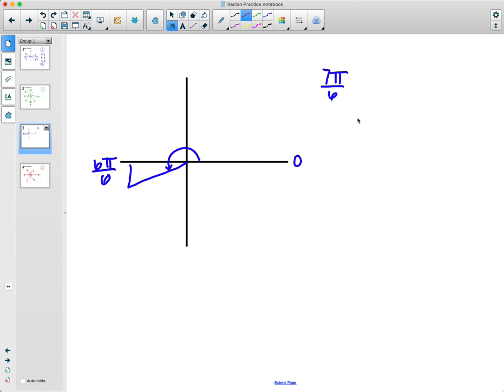Okay, or if I needed to draw 5 pi over 3. Okay, so then I would be thinking of this as 0. Okay, this as 3 pi over 3. And then this right here as 6 pi over 3. Because remember, 6 divided by 3 is 2. So 5 pi over 3 would be 1 pi over 3 before that. Okay, and pi over 3 is the bigger angle.